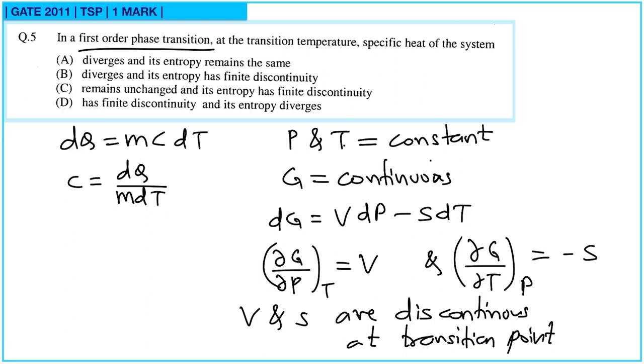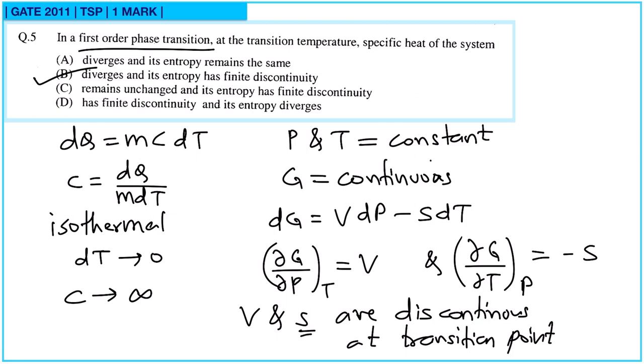Now this process is occurring at constant temperature, so it is isothermal process. Isothermal means delta T will be 0. So here dt is equal to 0, that means this C will tend to infinity. So specific heat, it will diverge, and entropy, that is S, will have finite discontinuity. So here option B is correct.